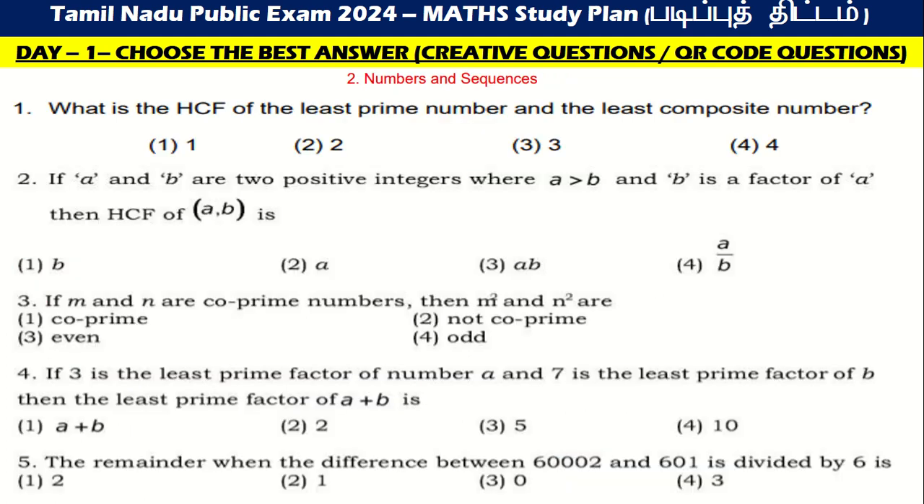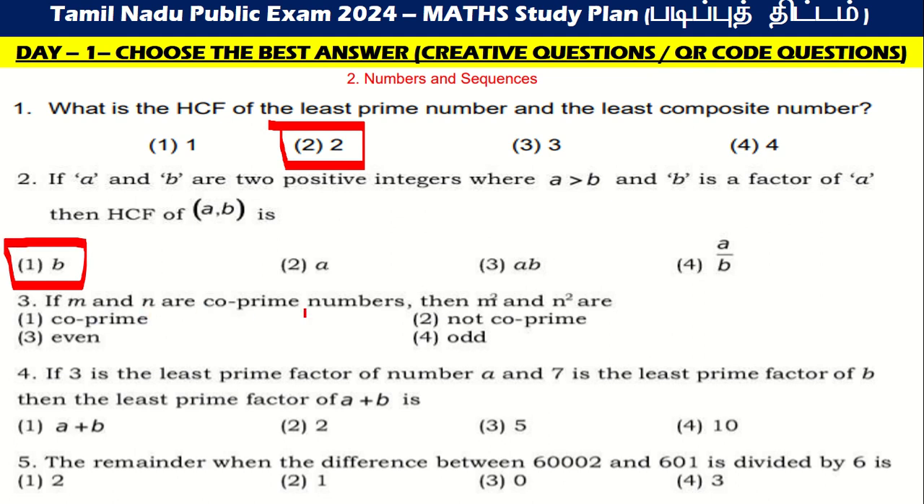Numbers and sequences. In numbers and sequences, the first question: what is the HCF of the least prime number and least composite number? And the options are 1, 2, 3 and 4. So the answer is, the least prime number is 2. The next one is, if a and b are positive, a greater than b, and b is a factor of a, then the HCF of a comma b is the second one, that is, the answer is B.